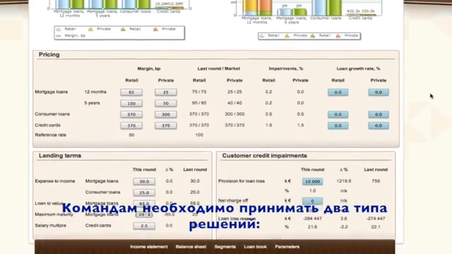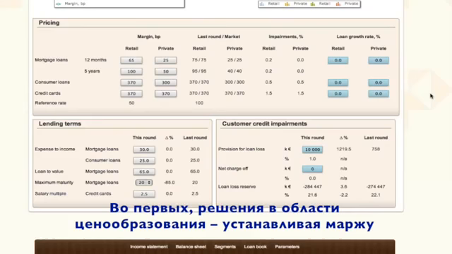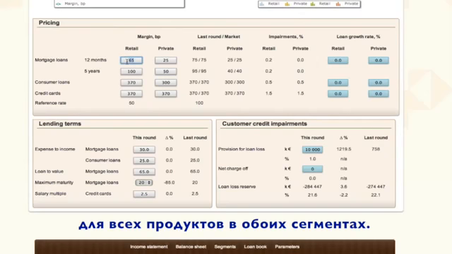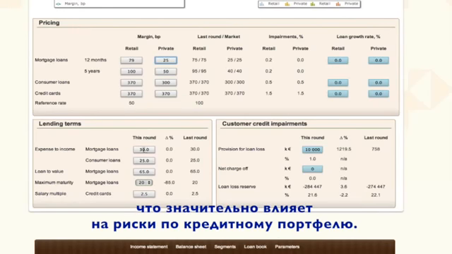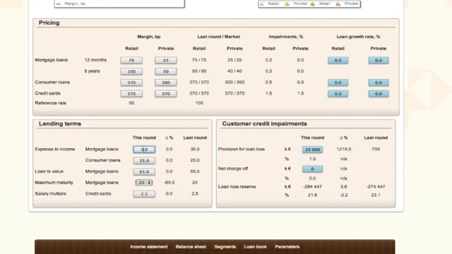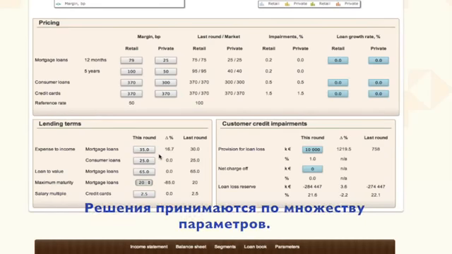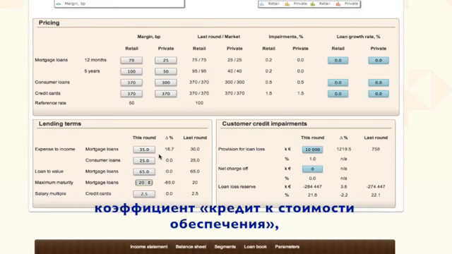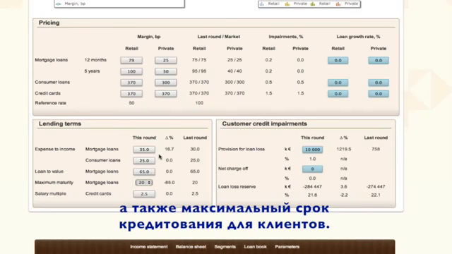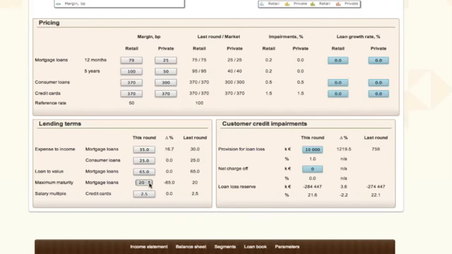There are two types of decisions to be made. Firstly, the participants need to price the credit products by setting a margin on top of the reference rate for all products and for both segments separately. Secondly, participants must decide appropriate lending terms that greatly affect the risk of the resulting loan book. There are multiple different types of terms to be set. For mortgage loans, participants must choose appropriate expense to income and loan-to-value ratios, as well as maximum maturity for the loans they are willing to extend to customers.